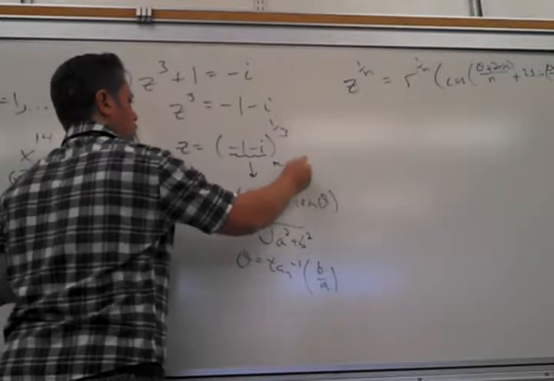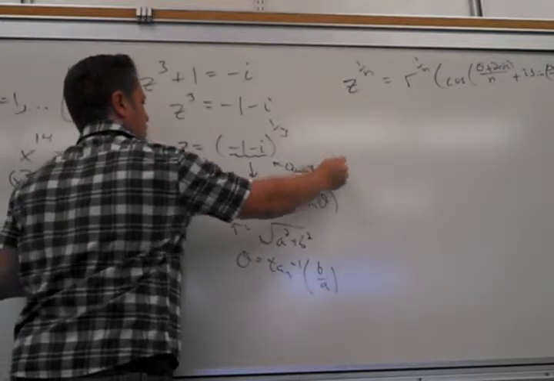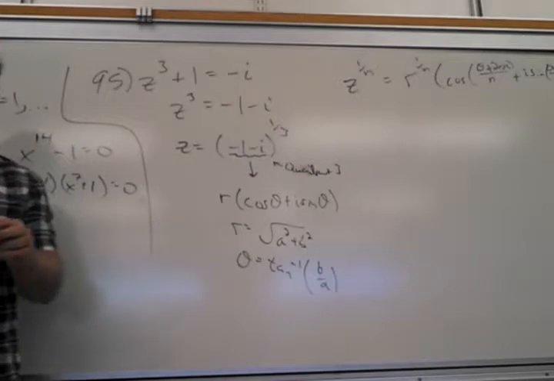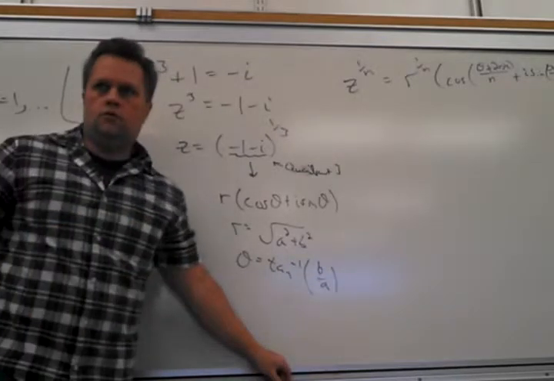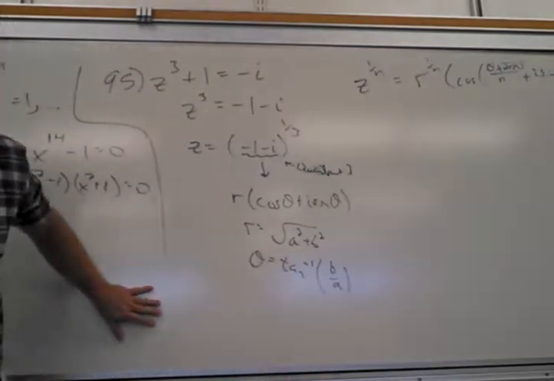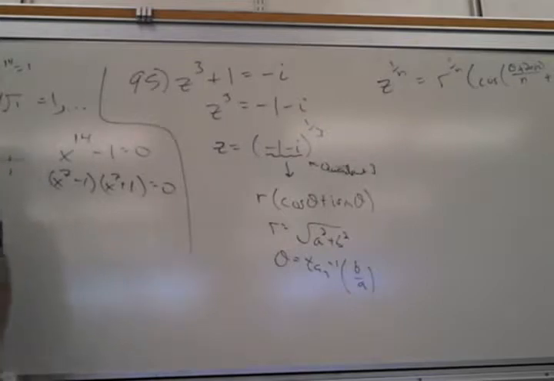Just be careful, what quadrant are we in? Third. Good, because you're both negative, I like it. 5 pi over 4.